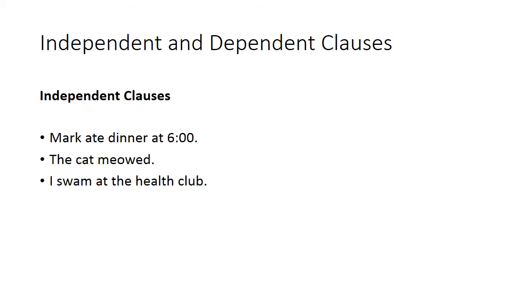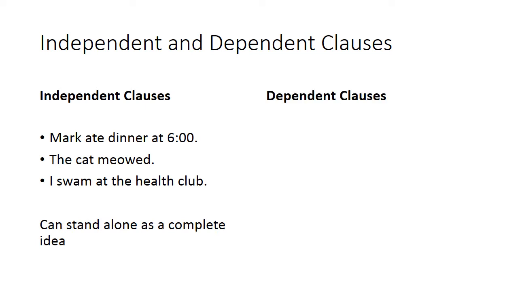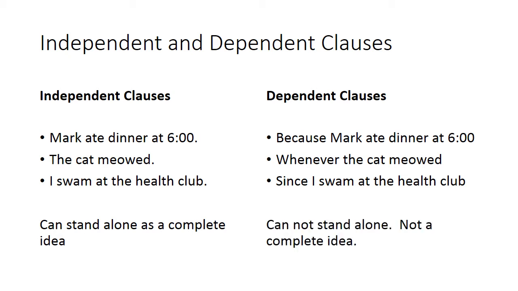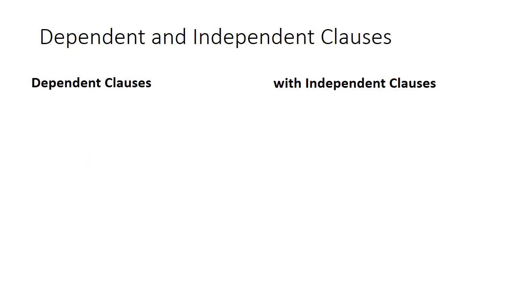All right, let's look at independent clauses and dependent clauses. Here are 3 independent clauses. Mark ate dinner at 6 o'clock. The cat meowed. I swam at the health club. These can stand alone as complete ideas. Here are some dependent clauses. Because Mark ate dinner at 6 o'clock, whenever the cat meowed, since I swam at the health club. You can see that these still have a subject and a verb, but they can no longer stand alone because they're not a complete idea.